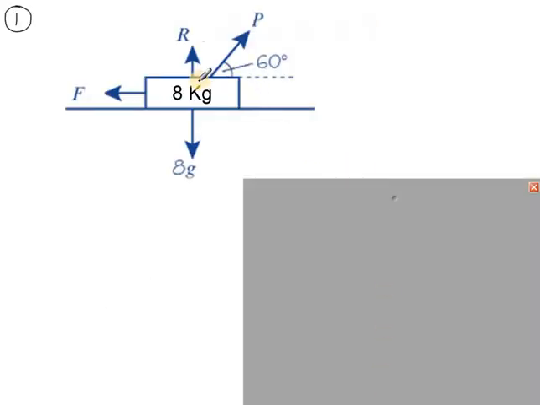Example 1. A mass of 8 kilograms rests on a rough horizontal plane. A force P is applied at an angle of 60 degrees to the horizontal. The block wants to move towards the right, but because the surface is rough, there is a frictional force in the opposing direction.